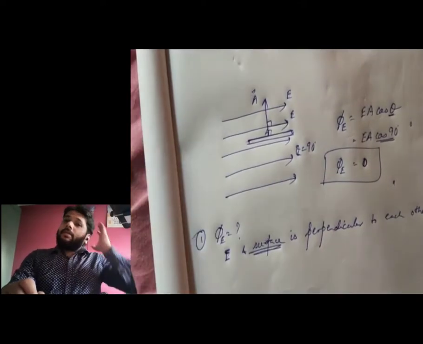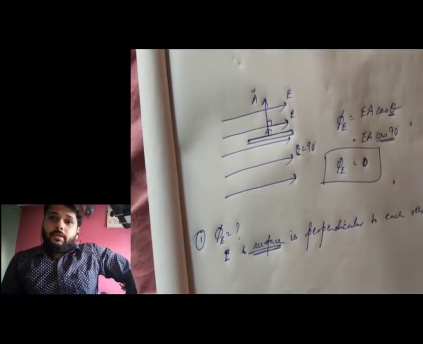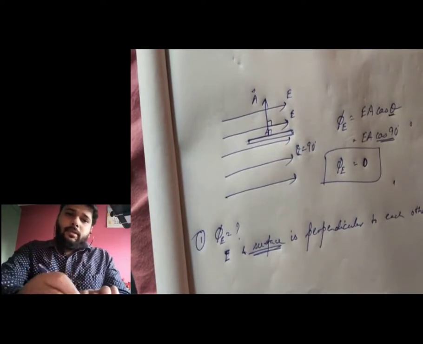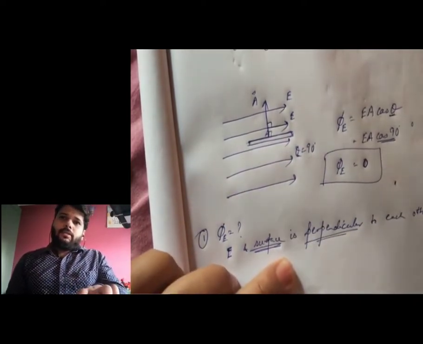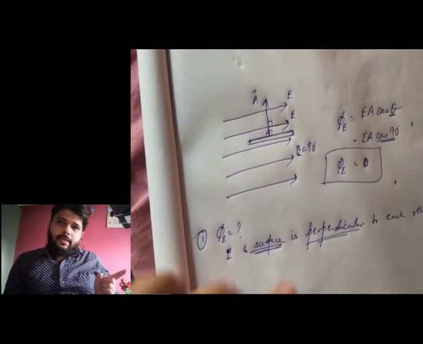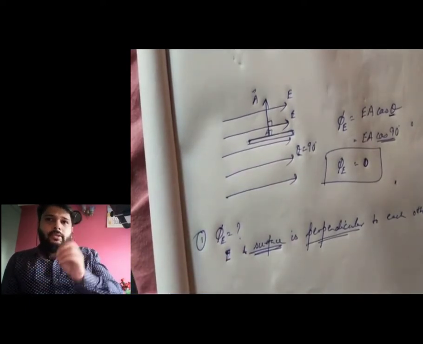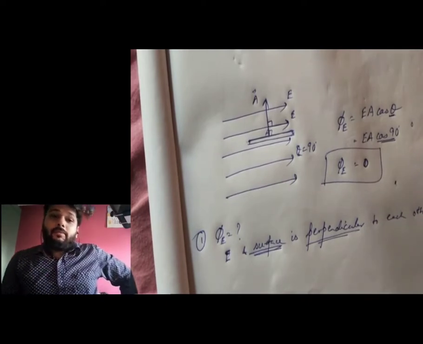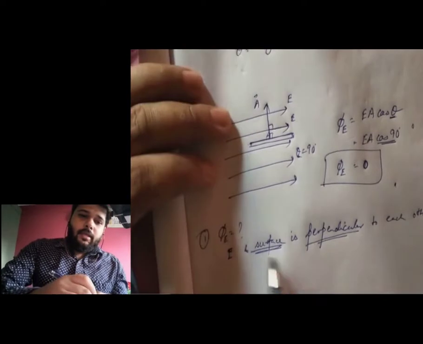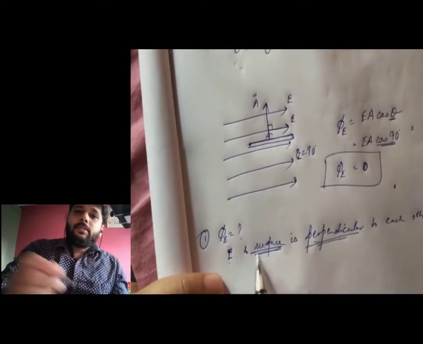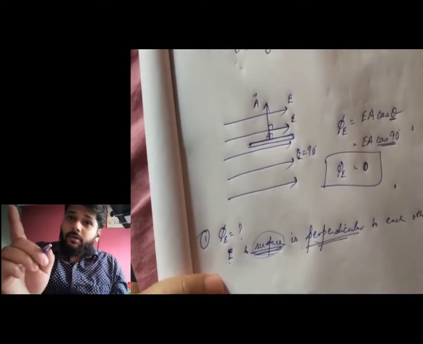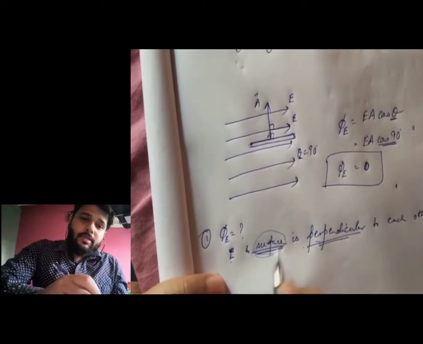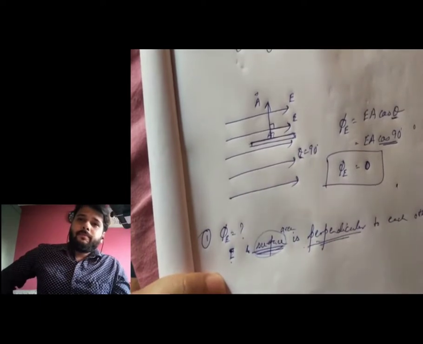So here is the common mistake which students make. Whenever they see the word perpendicular, they think it is 90 degrees, so cos 90 degrees is 0 and the electric flux will be 0. Here they make lots of mistakes, because we have said the electric field and the surface are perpendicular to each other. I haven't talked about the area vector, the surface area vector. Here we have talked about the surface being perpendicular.